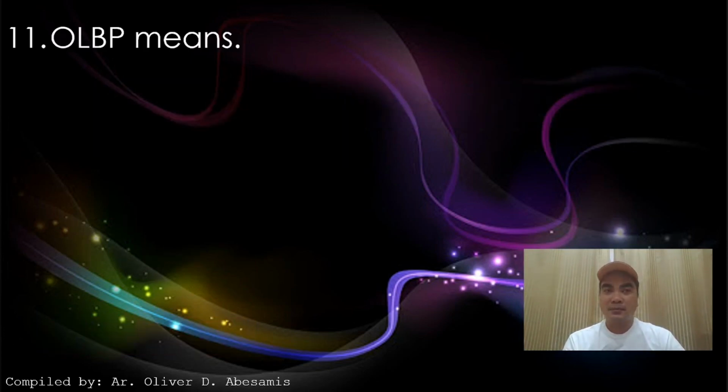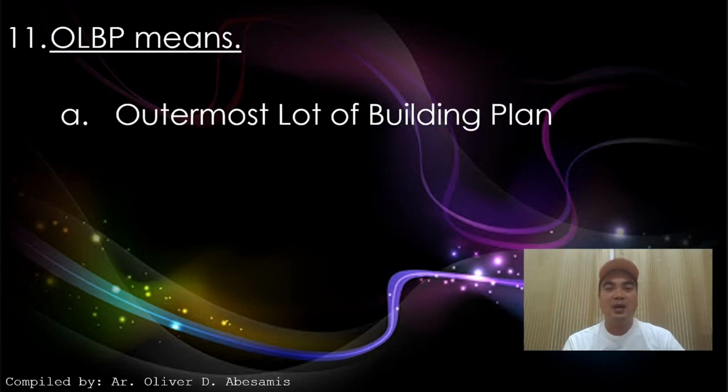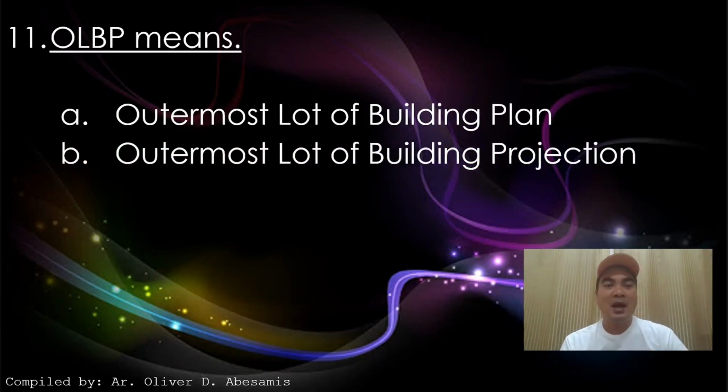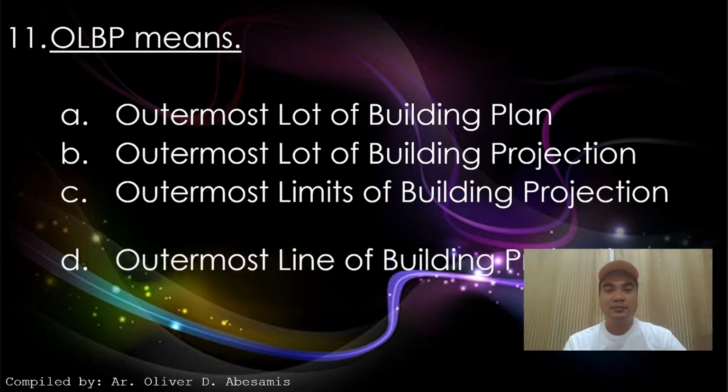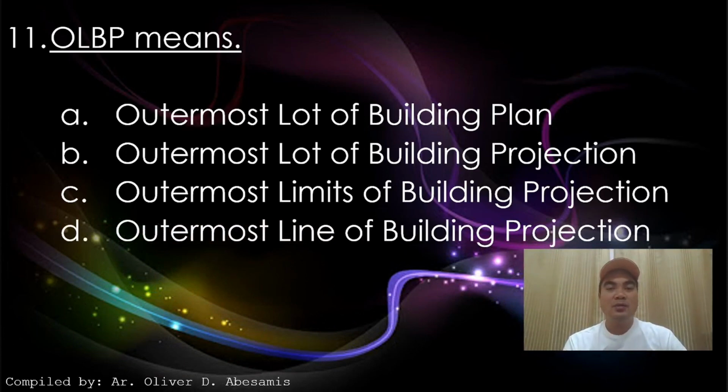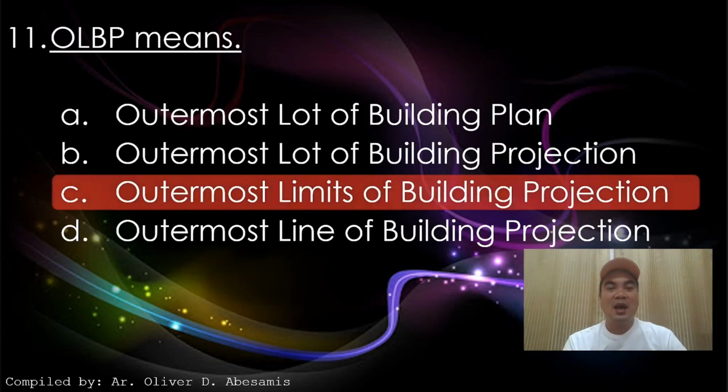Number 11. OLBP means A. Outermost lot of building plan. B. Outermost lot of building projection. C. Outermost limit of building projection. D. Outermost line of building projection. Answer? C. Outermost limits of building projection.